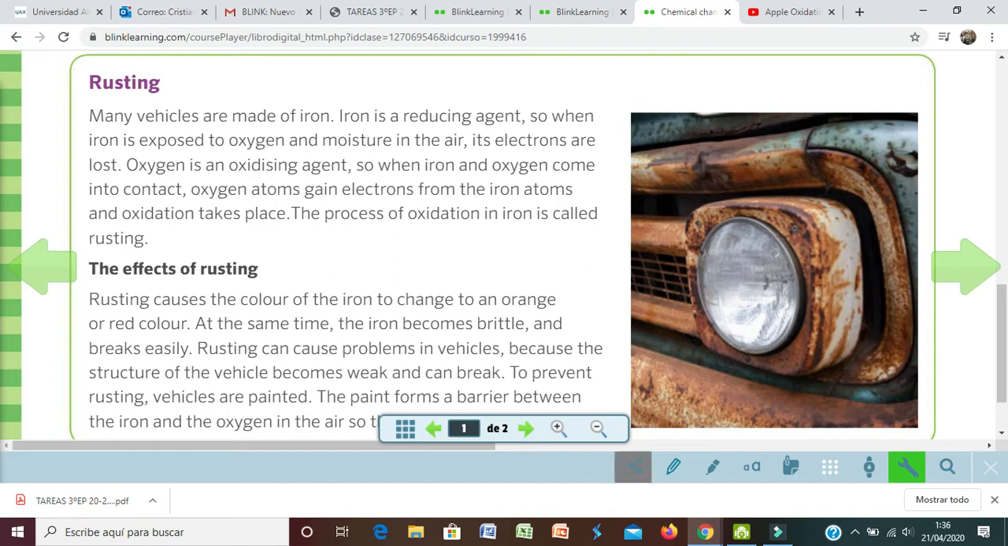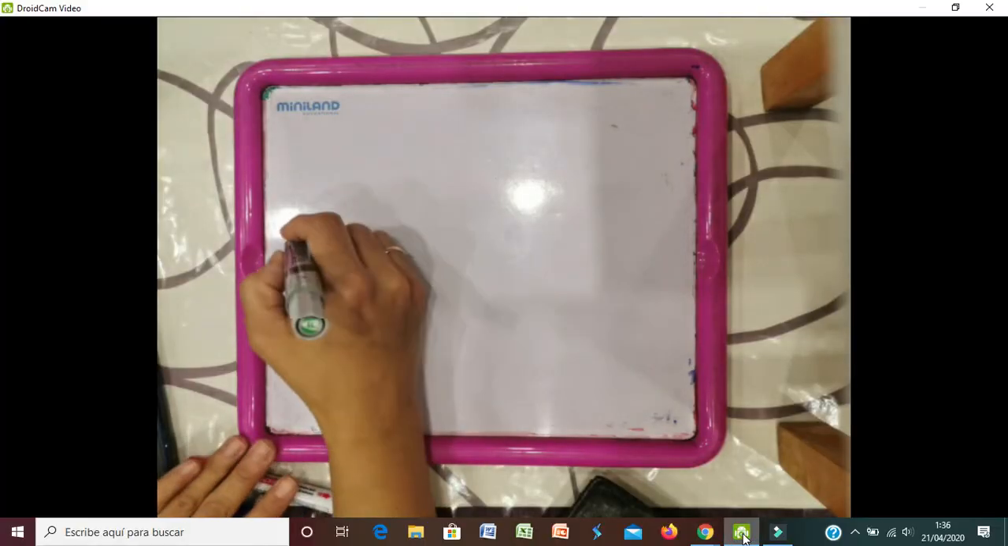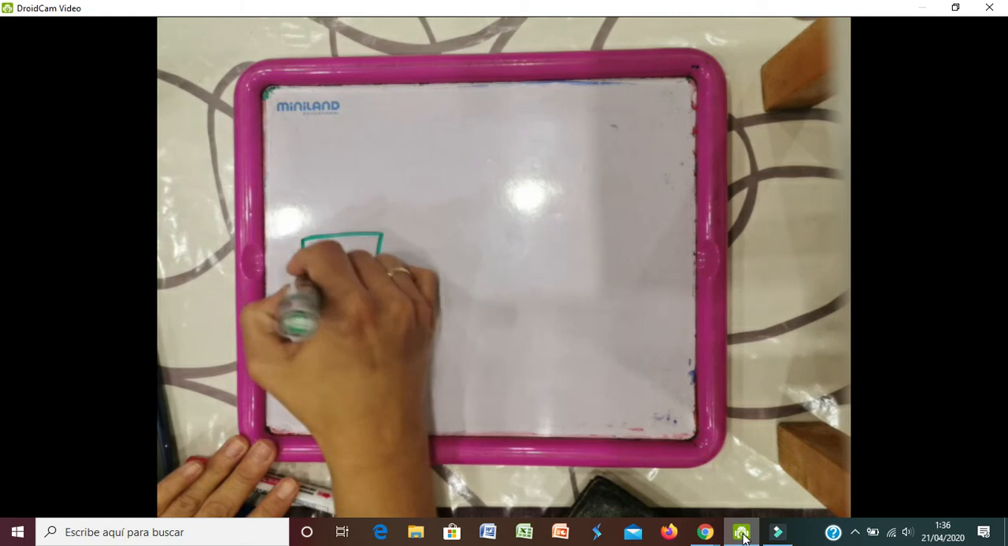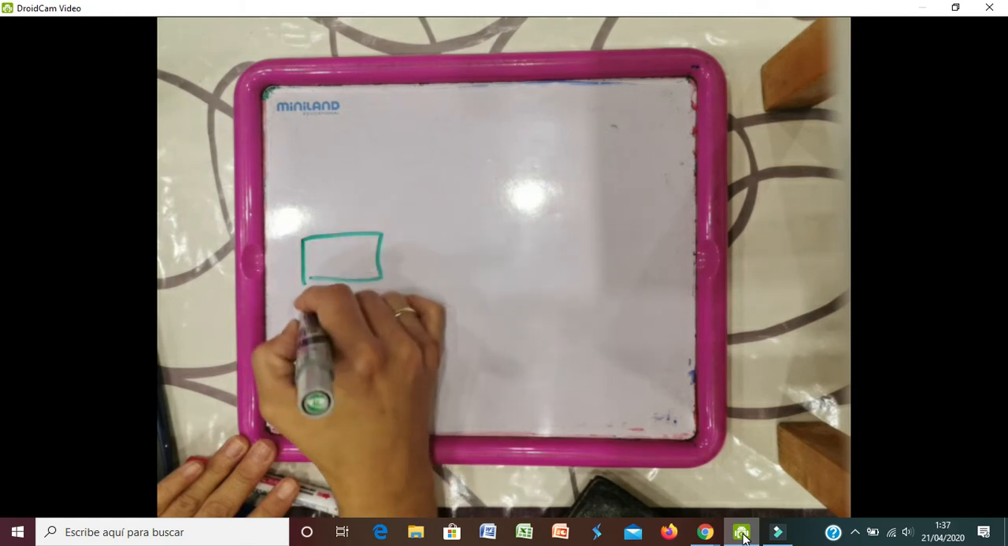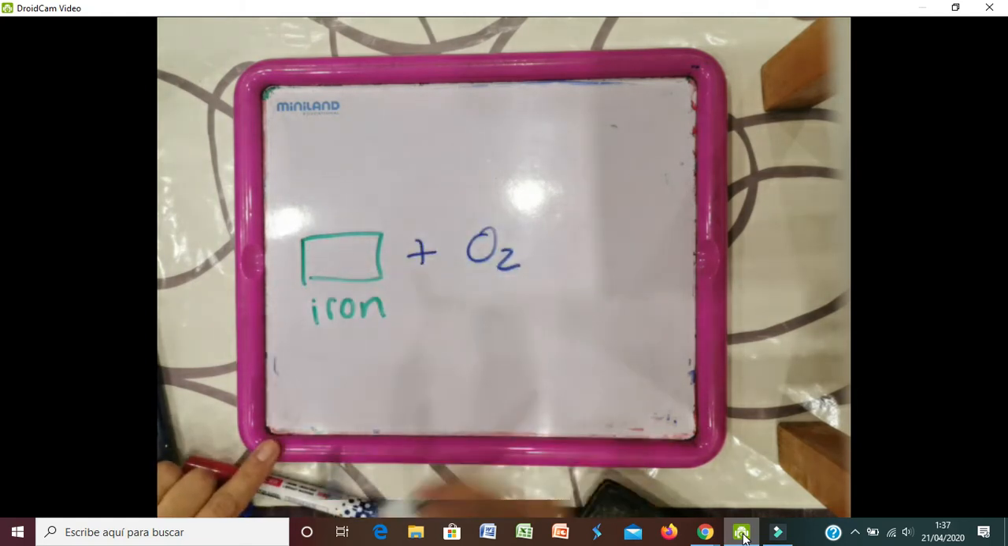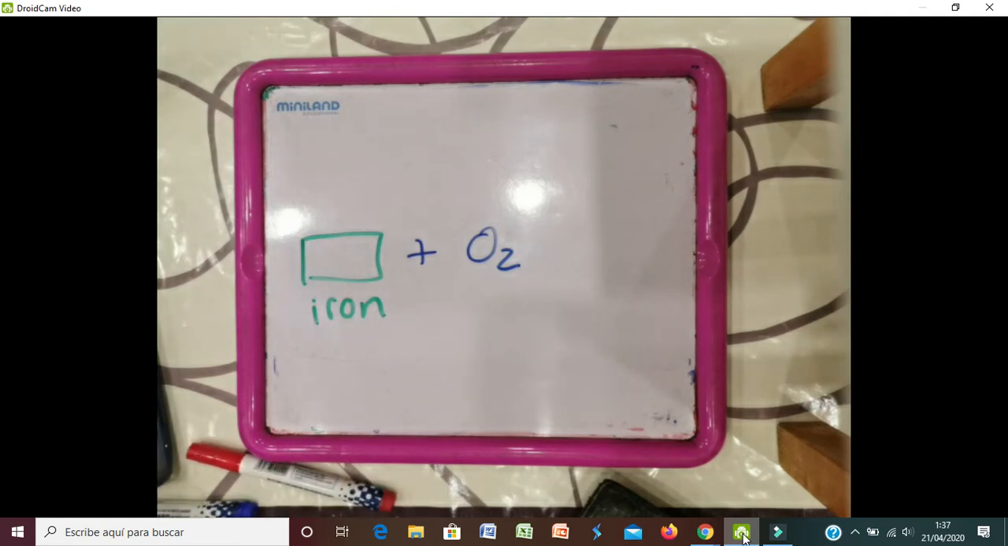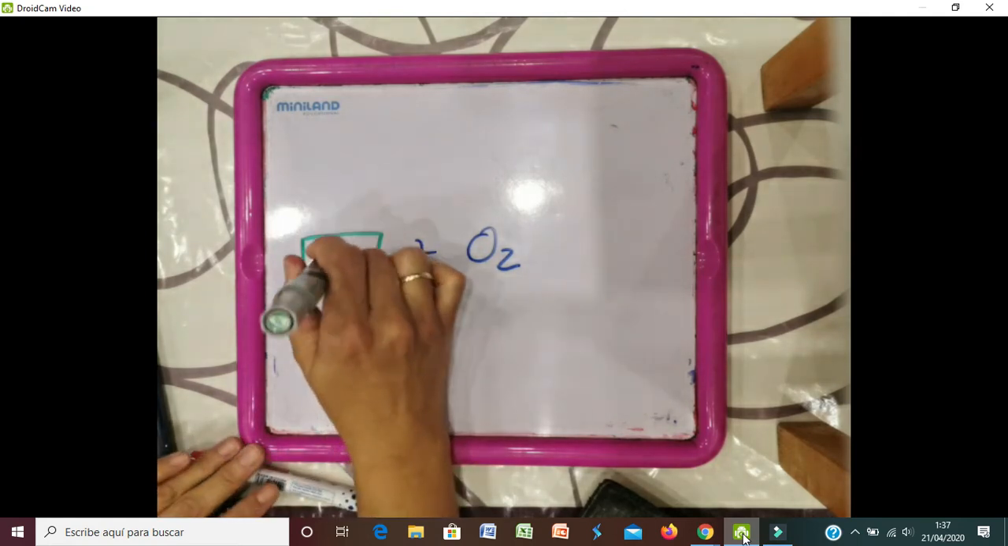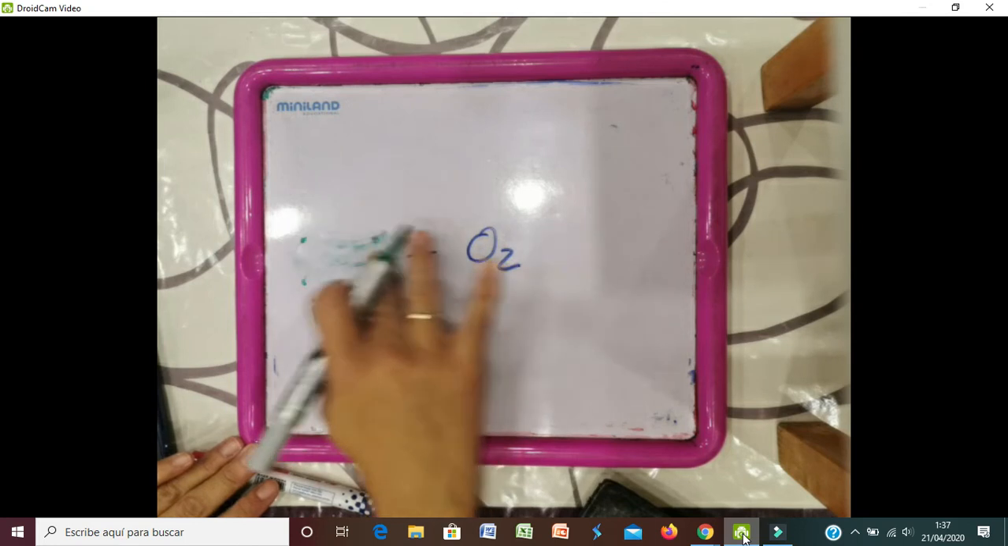So if we draw it, it will be like this. I will have here the iron and I will have here the oxygen. So what is going to happen is that the iron in the metal, I'm going to draw a car, for example.